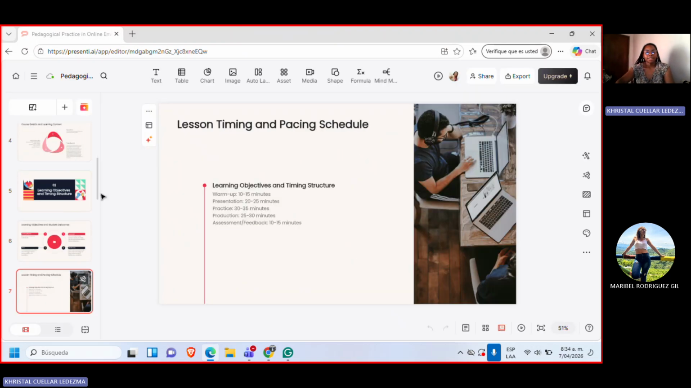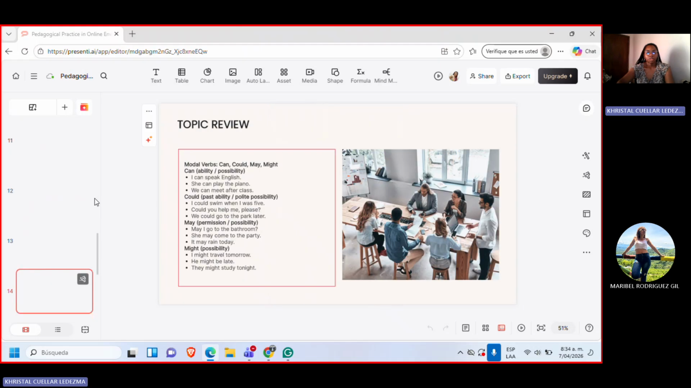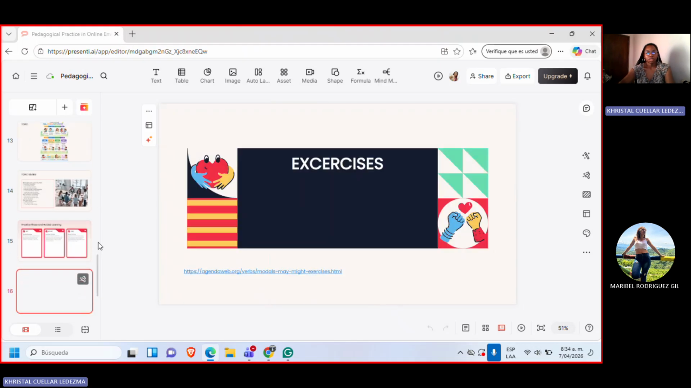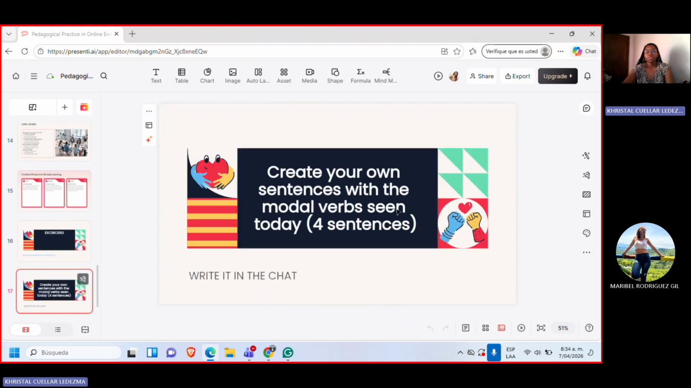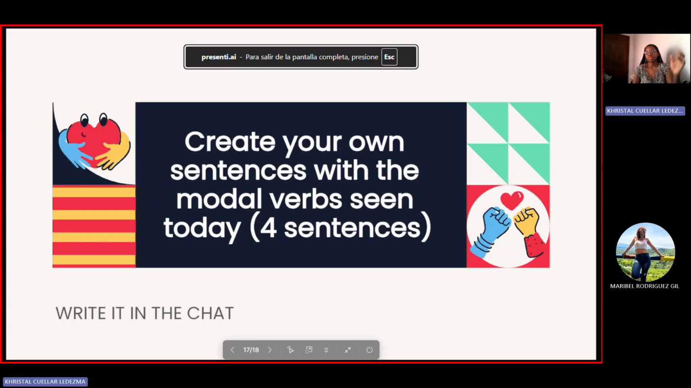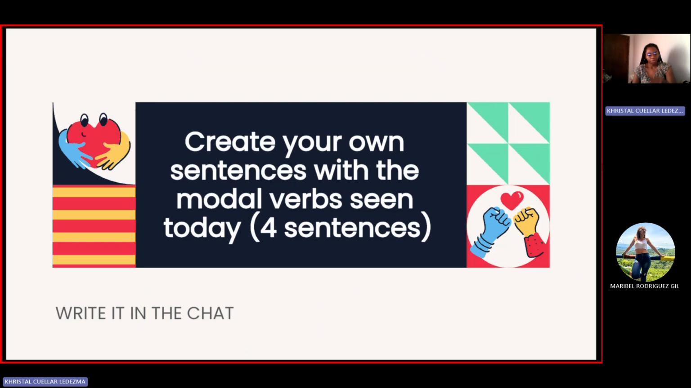This is the last activity. Create your own sentences with the modal verbs seen today. You guys only have to do 4 sentences about the modal verbs that we saw today, which are might, could, can. Please write them in the chat for me to read, and then we will bring this class to an end. You guys have 5 minutes.